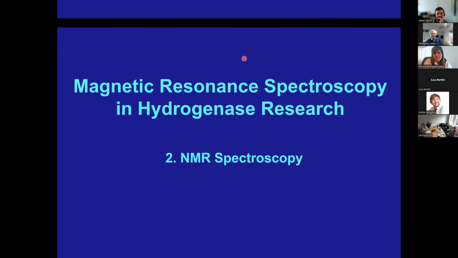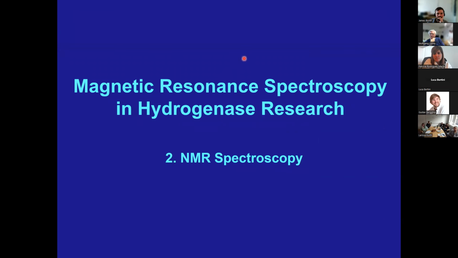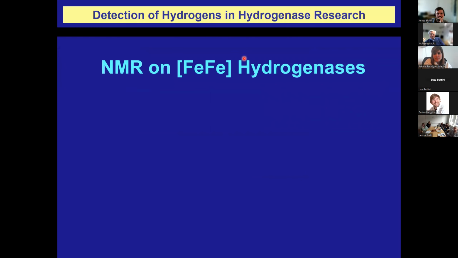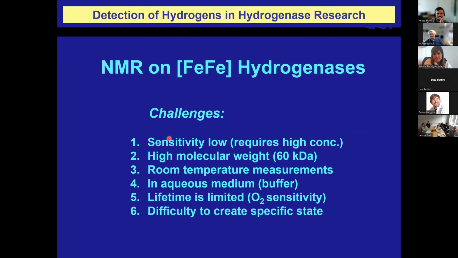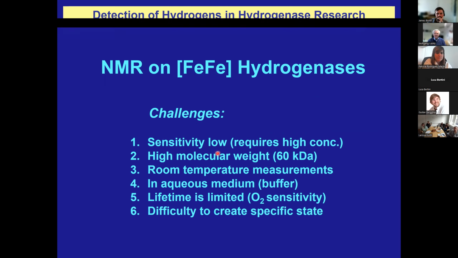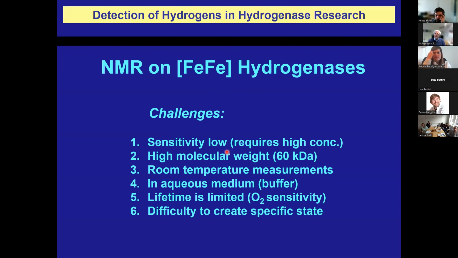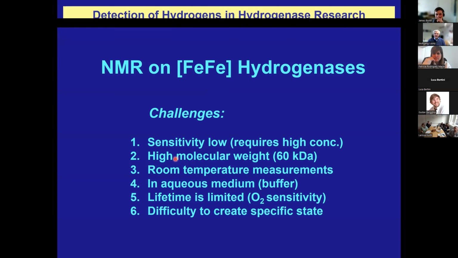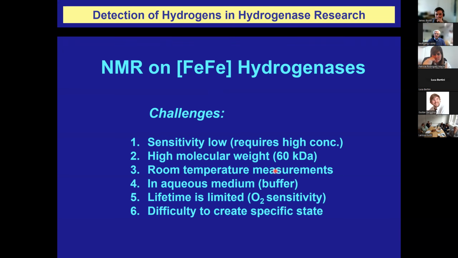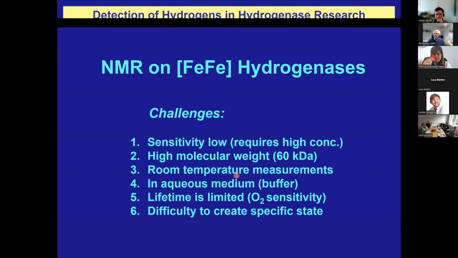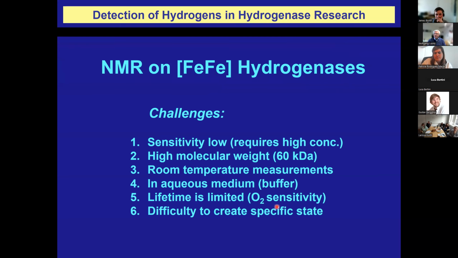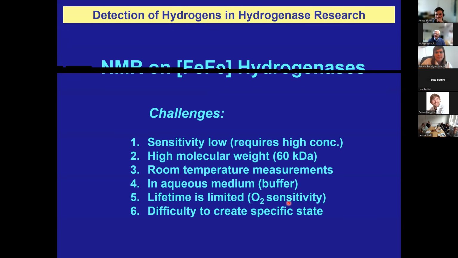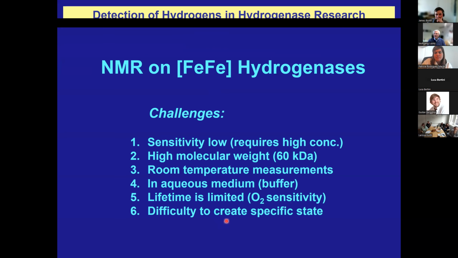So the last thing I would like to mention, very quickly, is NMR spectroscopy. Certainly NMR on hydrogenases is difficult to do. The challenges: sensitivity is very low for NMR, it requires high concentrations. We work with 1 millimolar or higher. There's high molecular weight, 60 kilodaltons. We want to do all that at room temperature, in aqueous medium, buffer, the lifetime is a problem. The oxygen sensitivity is a problem, making these samples, and it's difficult to create a specific state.